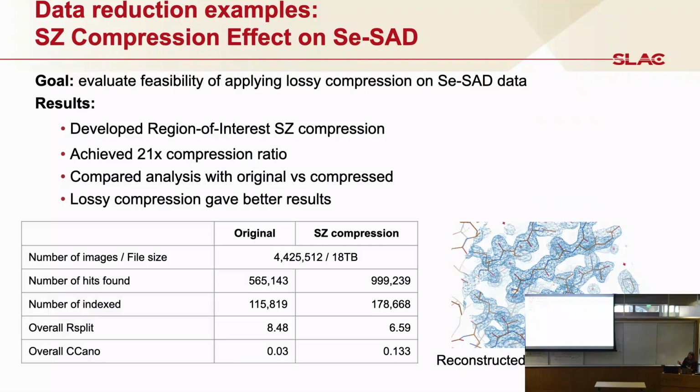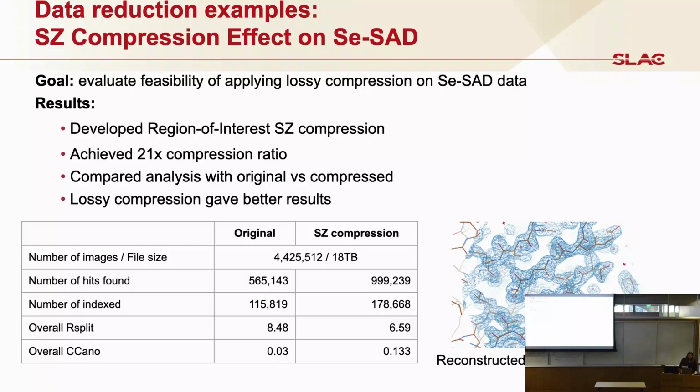So what we did is we evaluated this. We had a data set of 4 million selenium SAD data, and we identified these little peaks, these bright spots, as our regions of interest, and then applied SZ compression to the whole thing, and we achieved a compression ratio of 21 over the input data set, which is really good.